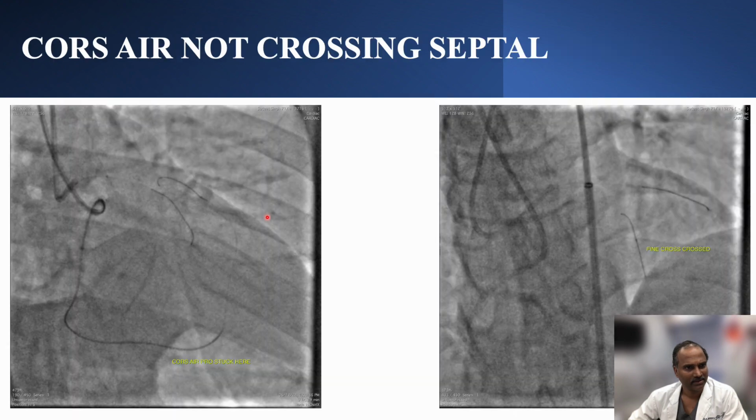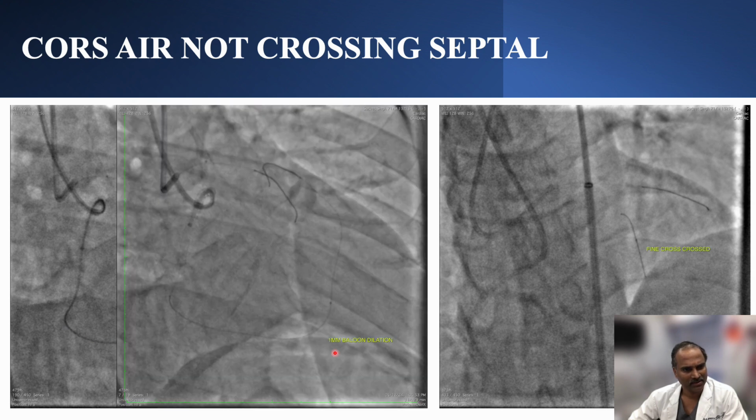And once in LAD, this Corsair was not getting advanced across this point. I dilated with a 1 mm balloon and tried advancing the Corsair again, but it didn't advance. One of the reasons why it couldn't advance is it is not a Corsair Pro XS, it is only a plain Corsair Pro, where the tip stiffness is slightly more, and there is a loop in the septal collateral here.